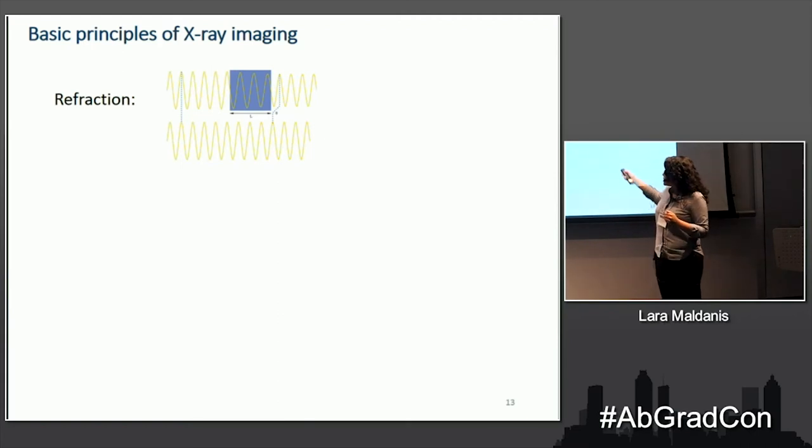If you have two X-ray waves coming, they are in phase, which means they have both highs and lows together. One will pass through your object and slow down when passing through it, and when it exits the object, they will no longer be in phase. We'll have this phase change now, and we can explore this as a contrast for the imaging. This type of approach is called phase contrast.